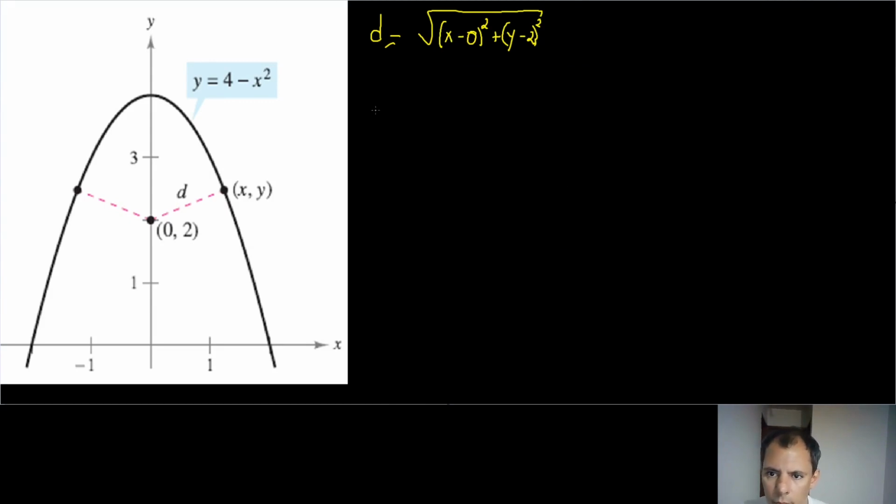All right. Now we got to relate these two formulas. Well, that's easy. y equals 4 minus x squared. So the distance equals the square root, I'm going to make this very long, of x squared plus, what is y? 4 minus x squared. So it's going to be 4 minus x squared minus 2 squared. That's the distance formula. So 4 minus 2 is just going to be 2.